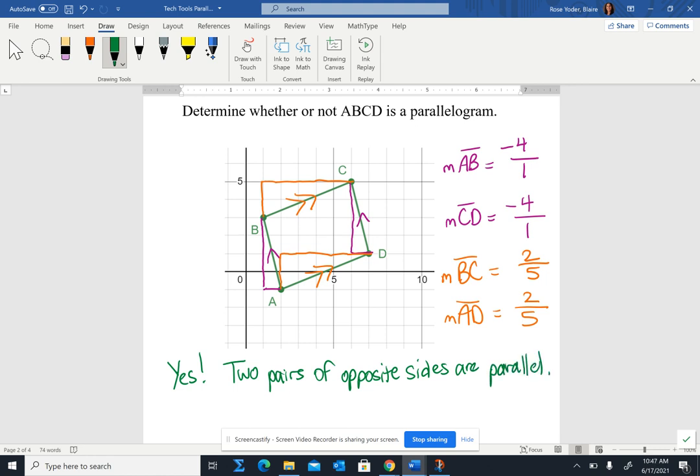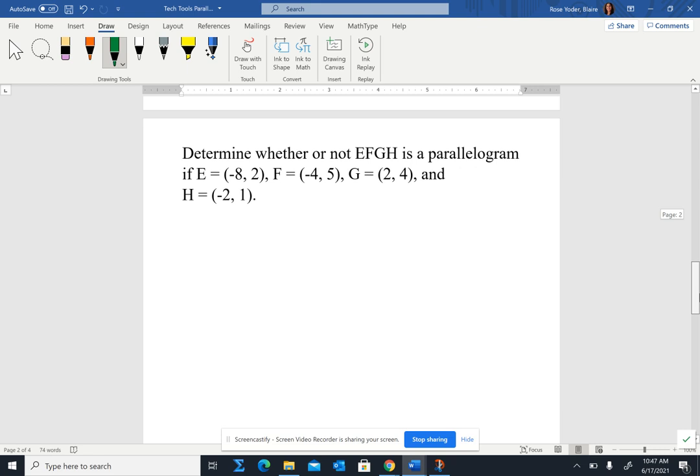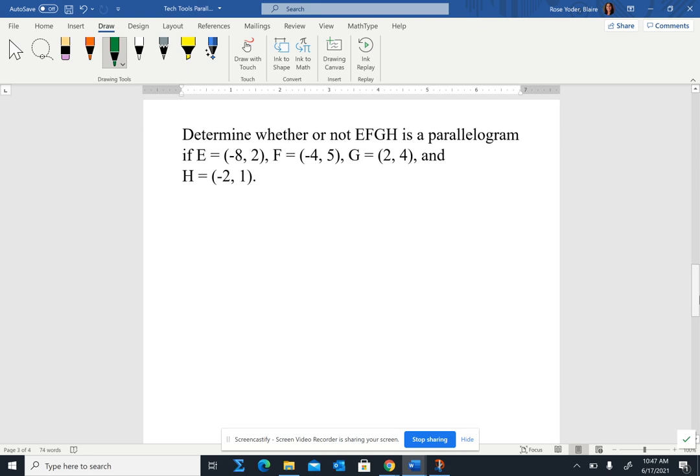What if you're not given a graph? What if you're just given 4 points? So that's going to be our next example. Let's determine whether or not EFGH is a parallelogram. And then I gave you coordinates for the 4 points.